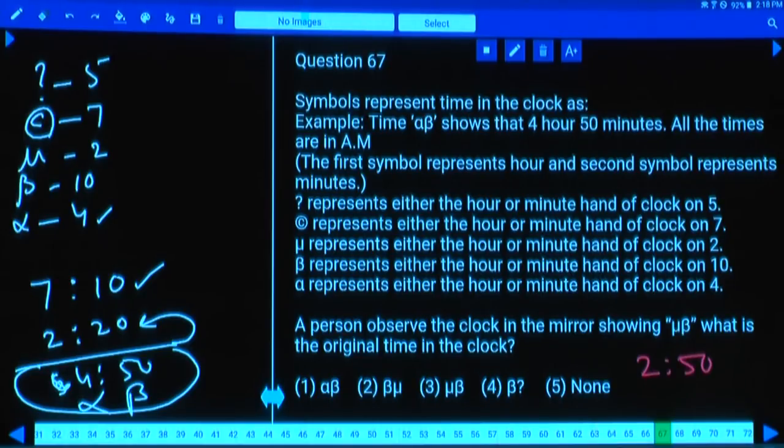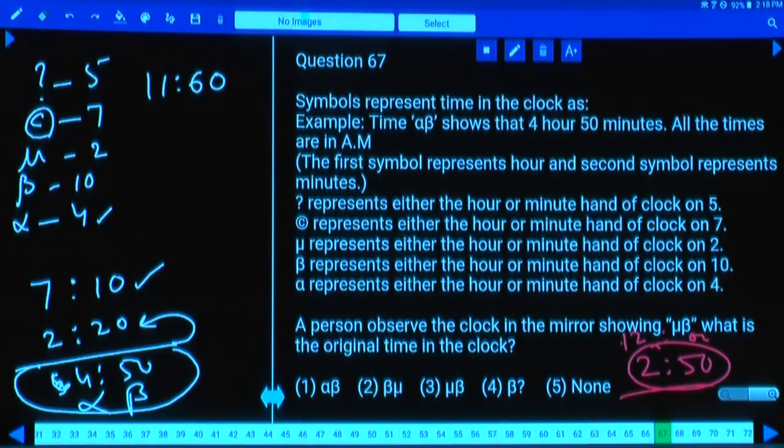Now 12 minus 2:50, what is the answer? Write this 12 as 11:60. Why? 11:60 is nothing but 11 hours 60 minutes, which is 12 o'clock. Rather than writing 11:60, if you subtract directly from 12, there is every chance of putting one more hour extra. 12 minus 2, you will directly go for 10. Hence, write this 12 as 11:60.